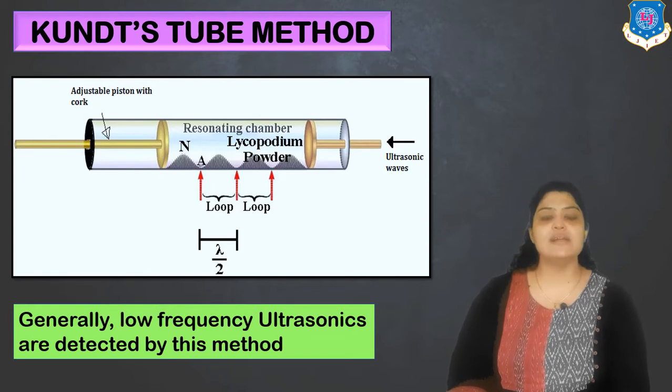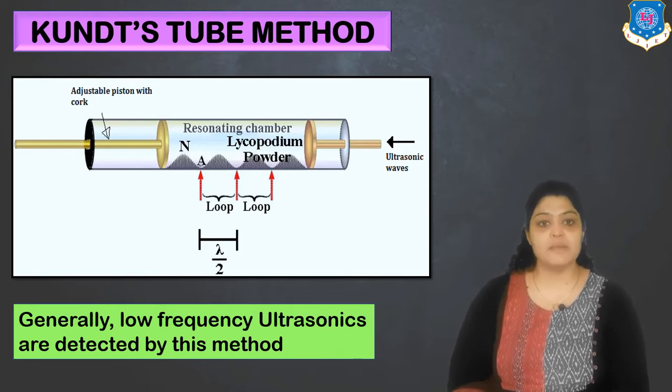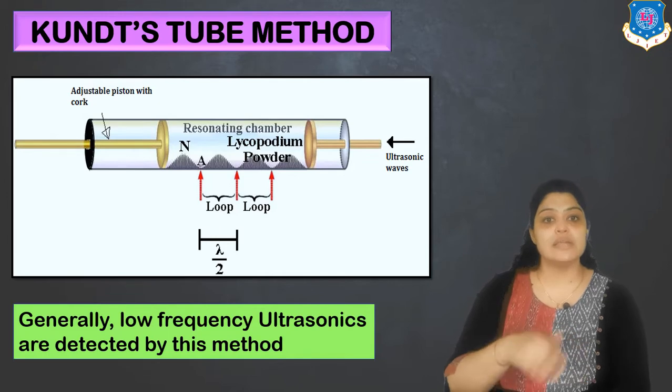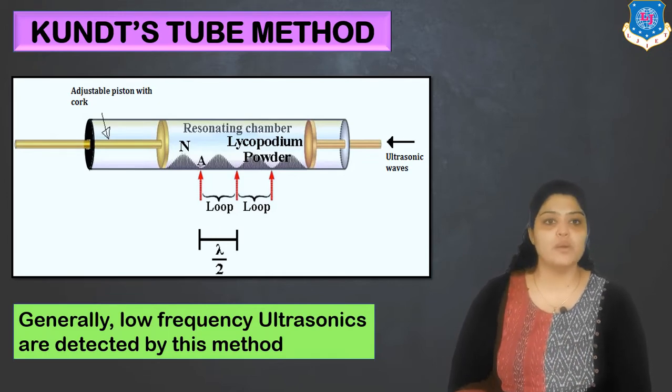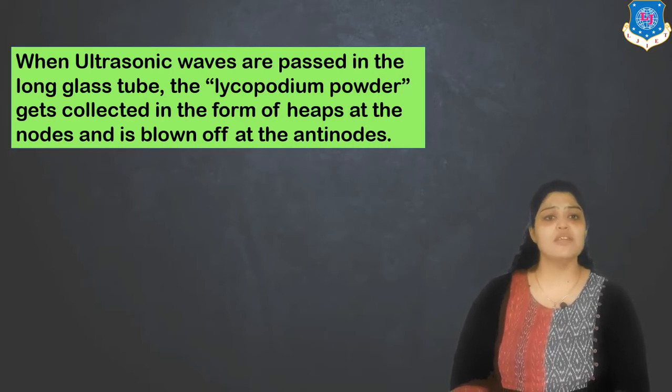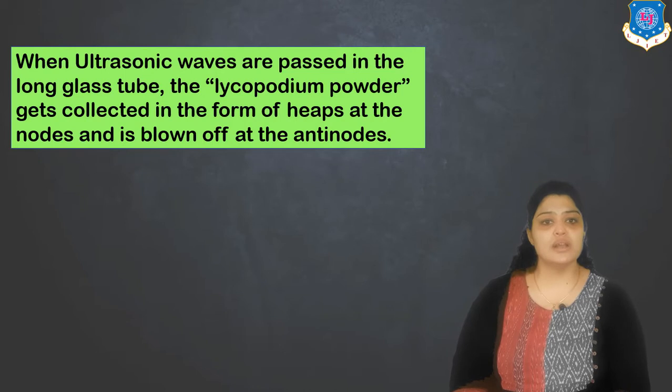Generally, low frequency ultrasonic waves are detected by this method. If the frequency of ultrasonic waves is very, very high, it will be difficult for us to properly see the heaps of lycopodium powder. So generally, low frequency ultrasonic waves are used. When ultrasonic waves are passed through the glass tube, the lycopodium powder gets collected in the form of heaps at the nodes and it is blown off at the antinodes.